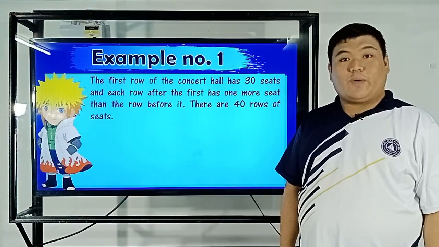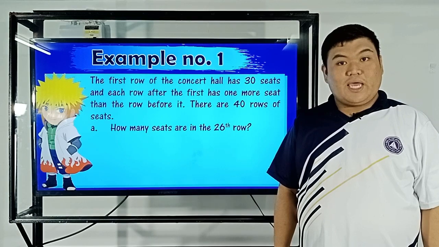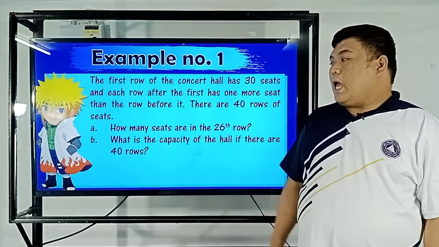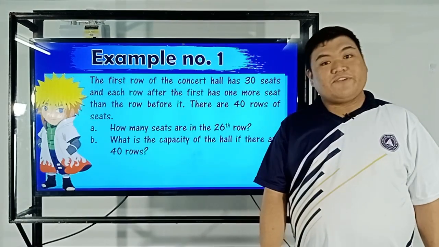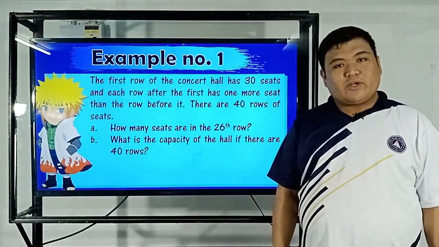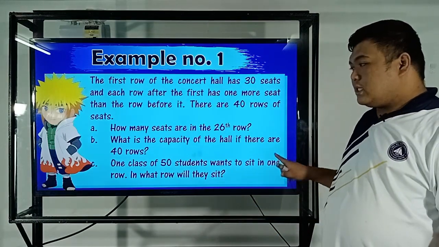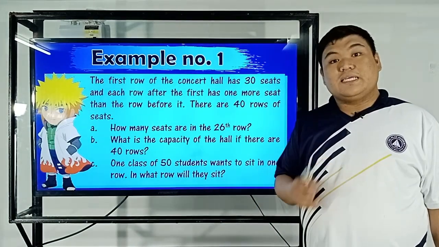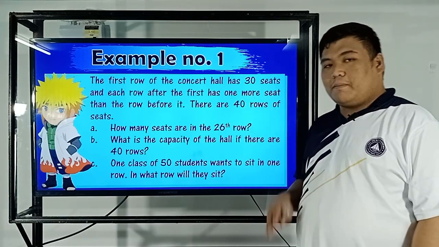Let us now have the questions. For letter A, how many seats are there in the 26th row? Letter B, what is the capacity of the hall if there are 40 rows? And letter C, one class of 50 students wants to sit in one row. In what row will they sit? So those are the questions na kailangan natin sagutin with this word problem.